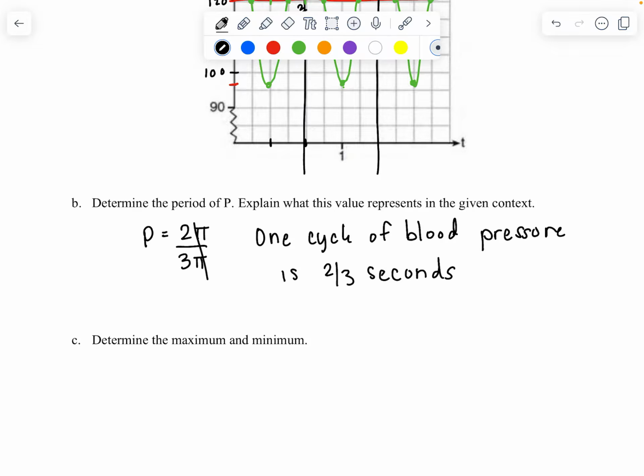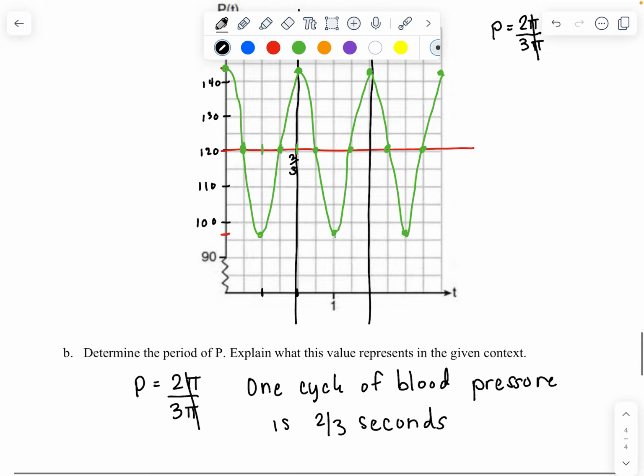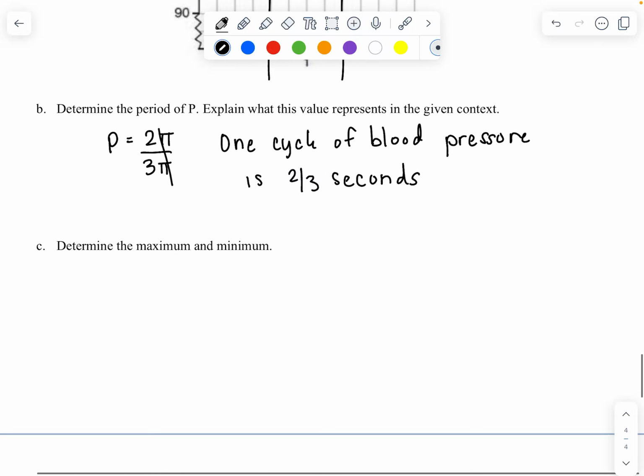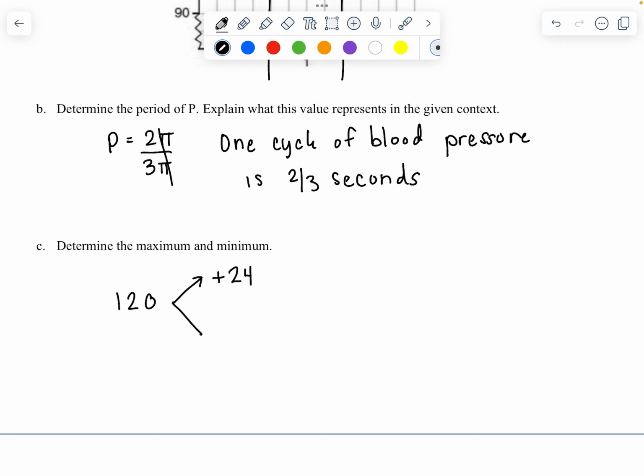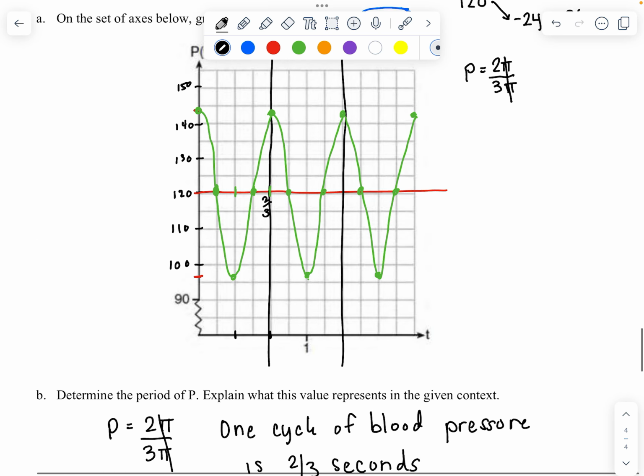And then the last part, we did that up here again, because we kind of needed that. So we'll do 120 plus 24 and minus 24. The highest that we went was 144, and the lowest that we went was 96. And there we have it.